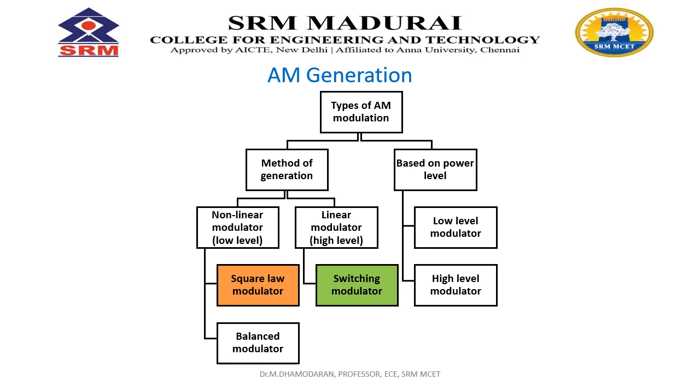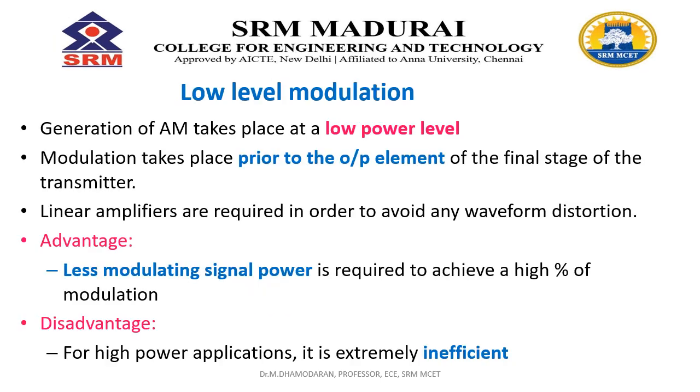Similarly, based on power levels, we can use low level modulators and high level modulators. One is for short distance communication, and the other is for long distance communication. For broadcasting systems, we use the high level modulator. For short distance communication, we can go for low level modulators. Here we explain the low level modulation.